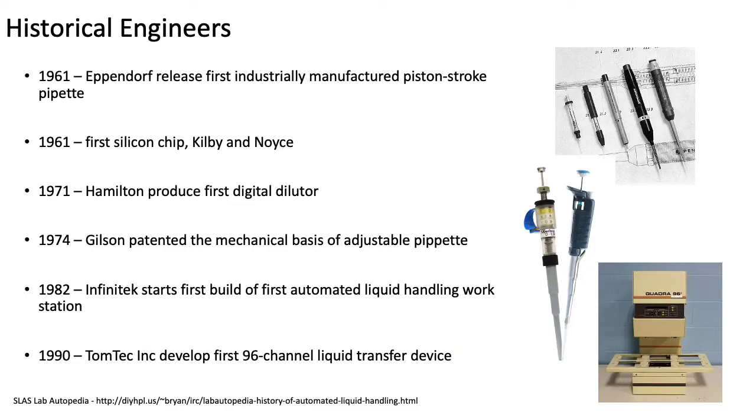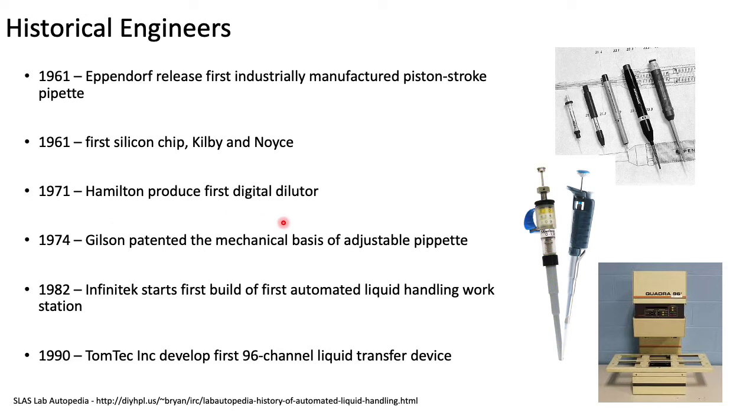We're going to revisit some of the history around high throughput screening. So in 1961, Eppendorf released the first industrially manufactured piston stroke pipette, and it looked a bit like this. It had a fixed volume, so you couldn't change the volume like we can with the modern pipettes, but this was the first pipette that was made by Eppendorf. And just to give you an idea, at the time, in 1961, the first silicon chip was manufactured by Kilby and Noyce, and it wasn't until 1971 that Hamilton produced the first digital diluter.